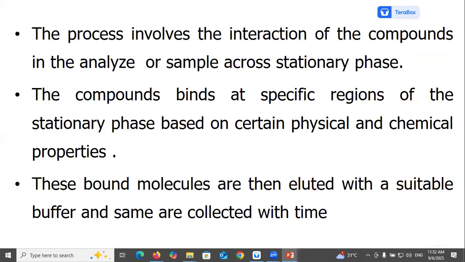The process involves the interaction of the compounds in the analyte or sample with the stationary phase. The compounds bind to specific regions of the stationary phase based on certain physical and chemical properties. These bound molecules are then eluted with a suitable buffer and collected with time.